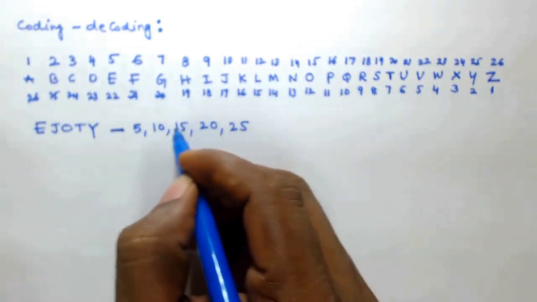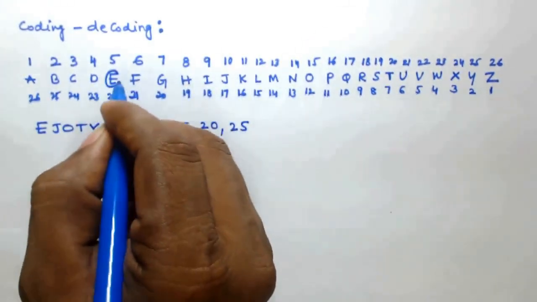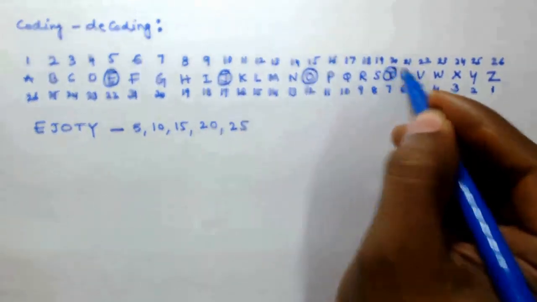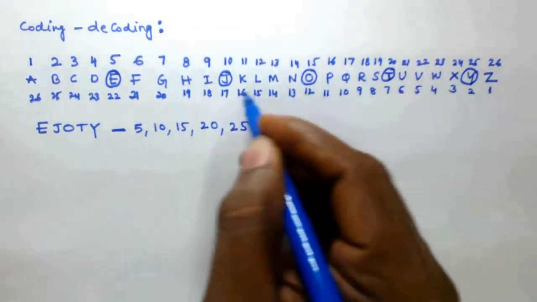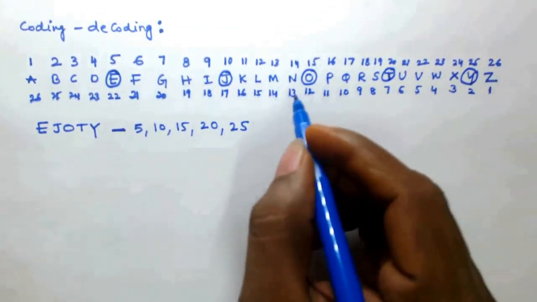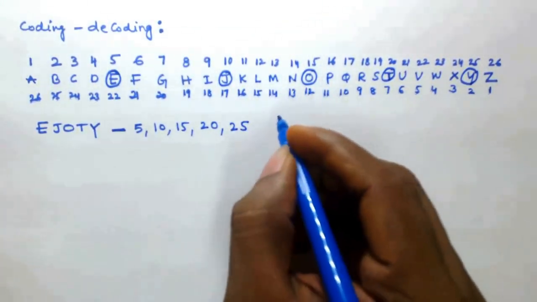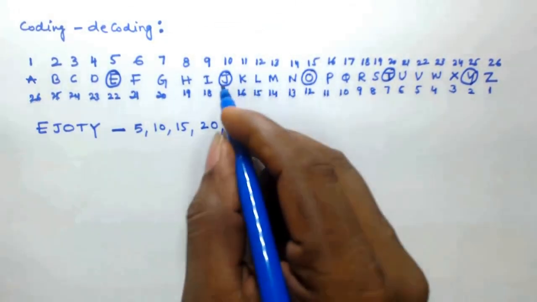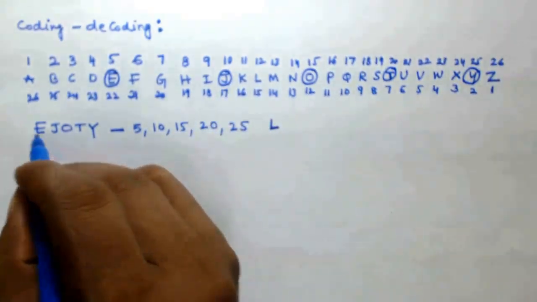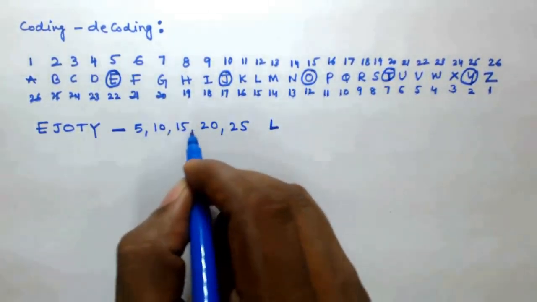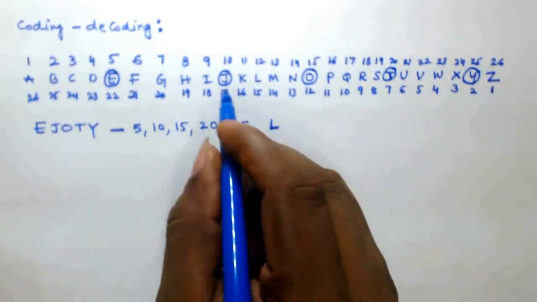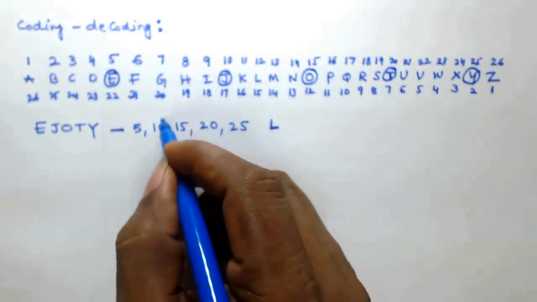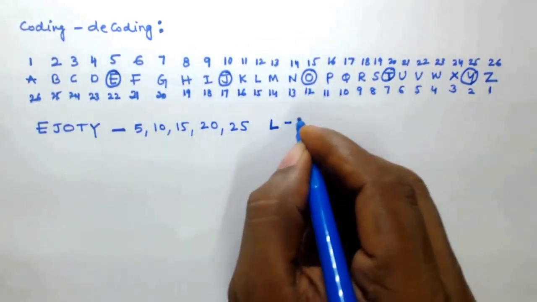So E, J, O, T and Y are the bases. For example, I want to find the alphabetical order of L. How can I find it? We know that L is very near to J, and we remember this EJOTY, that is 5, 10, 15, 20, 25. So J is 10 and L comes after two places of J. So based on J being 10, L is going to be 12.